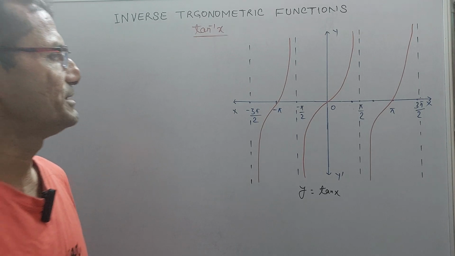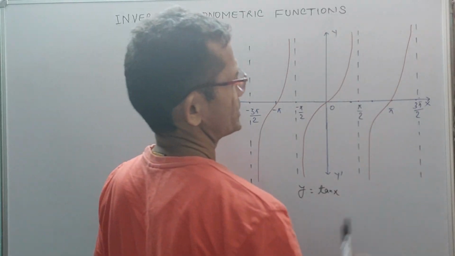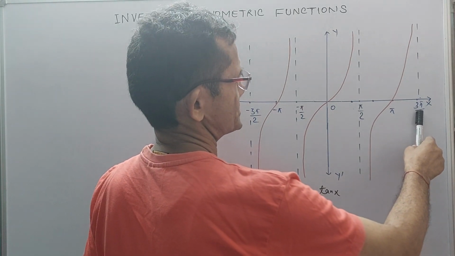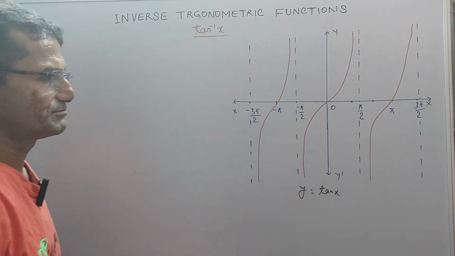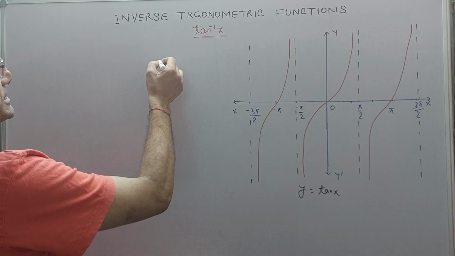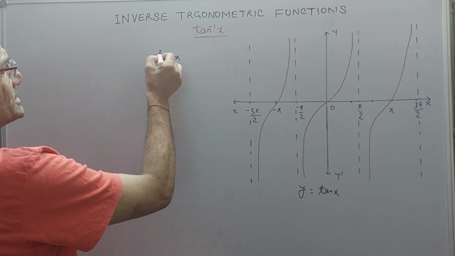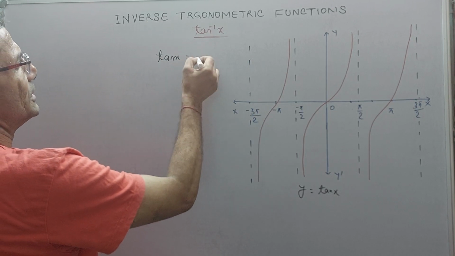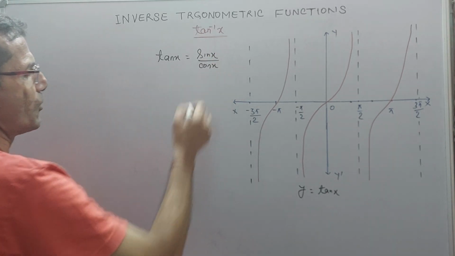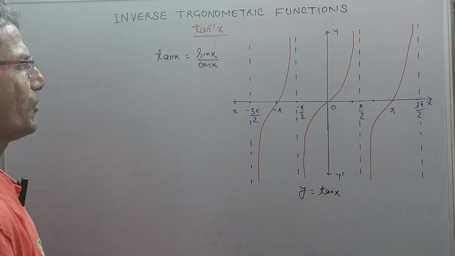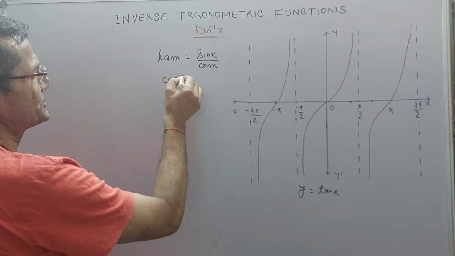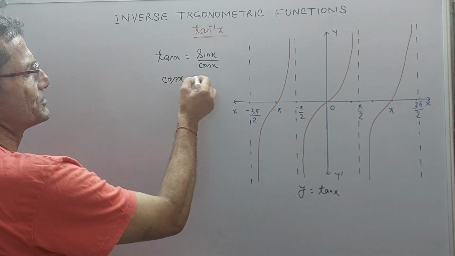So it means that at the odd integral multiples of pi by 2 it is not defined. Its value is plus minus infinite, because in the tan function we know that tan x is the ratio of two trigonometric functions, that is sin x and cos x. So cos x is in the denominator. So for the values where cos x is 0, the tan function is not defined.